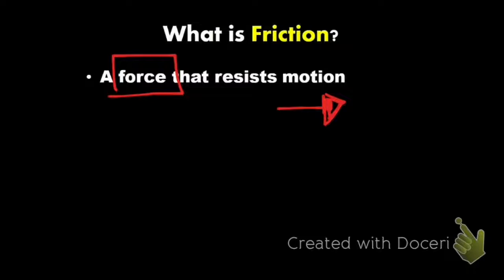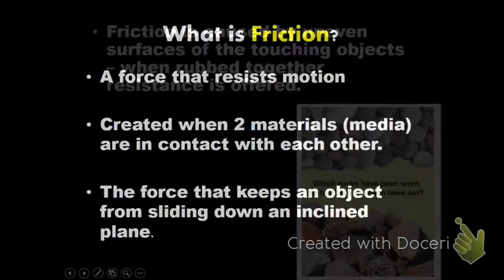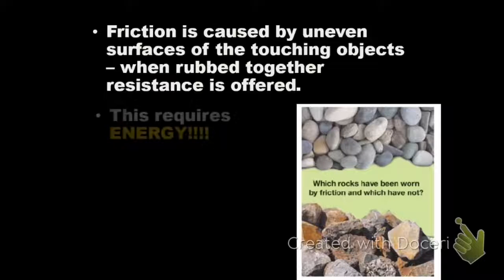They are vectors. Specifically, friction is a force that's created when two materials or two media are in contact with each other. So it takes two to tango. You need two things touching in some way to create friction. One way to examine friction is by thinking about it as the uneven surfaces of touching objects as they rub together. There's a little more to it than that when we're talking about some of the different types of friction, but this is pretty easy to see.